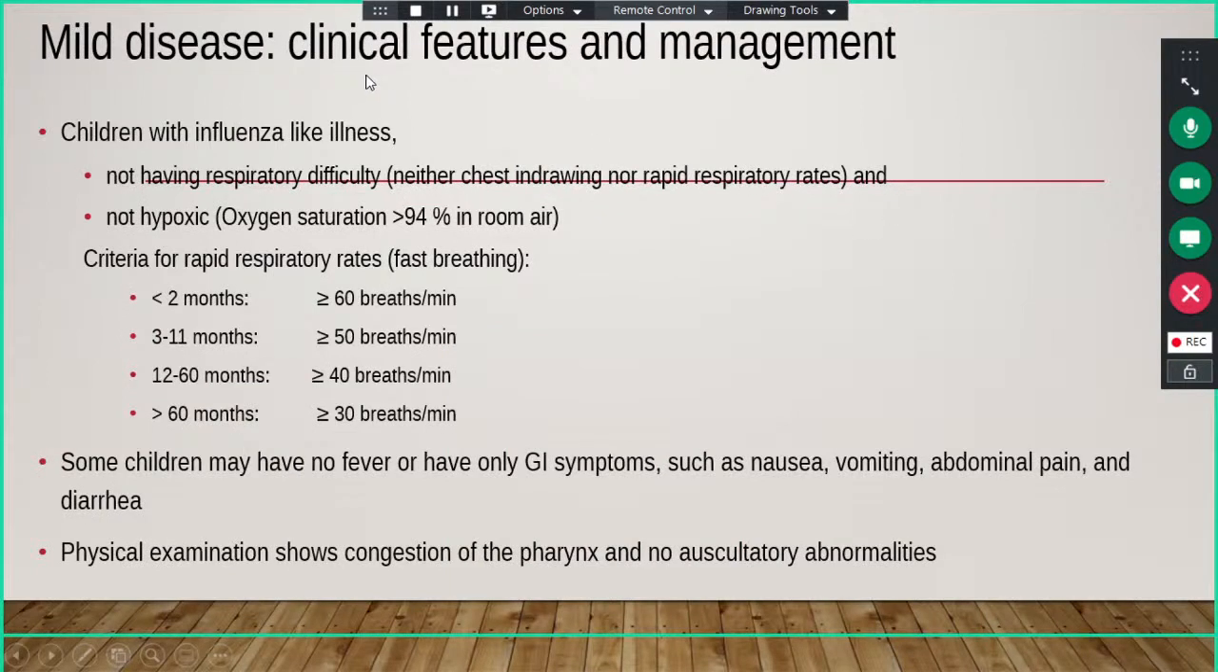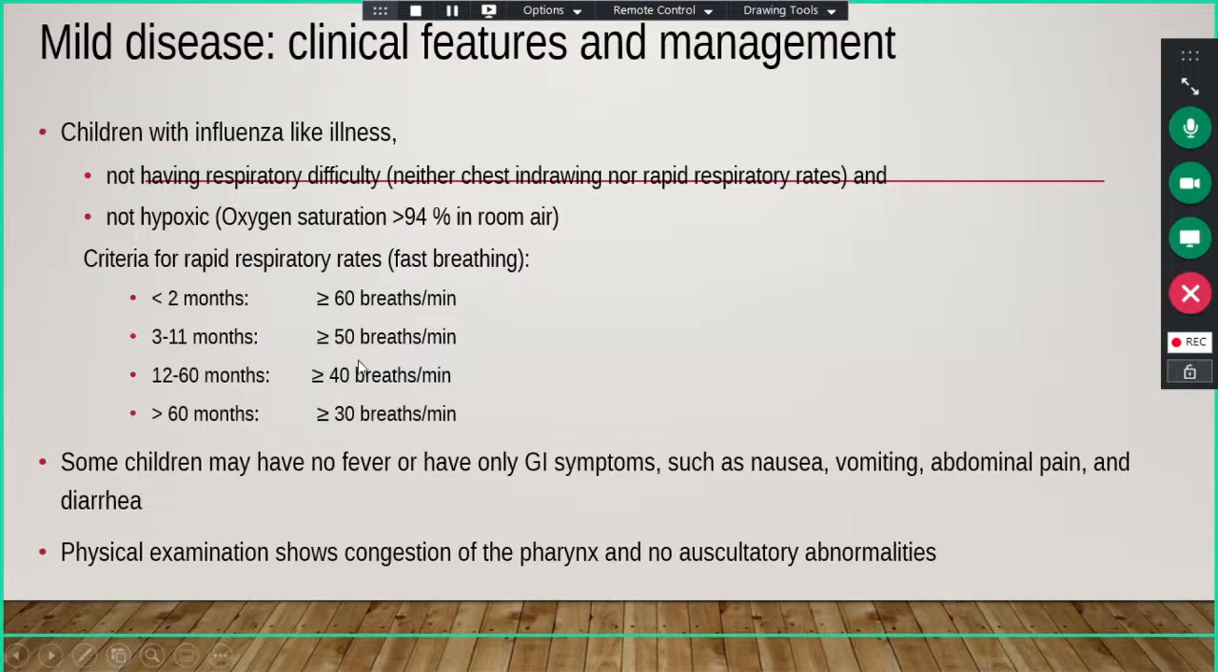Mild disease clinical features include influenza-like illness, children as well as adults having a cold, cough, sore throat, fever, not having respiratory difficulty, neither chest indrawing, no rapid respiratory rate, and not hypoxic. You will measure the oxygen saturation in room air and it should be 94 or more. If it is a child less than 2 months and breathing more than 60 breaths per minute, then it is not mild.